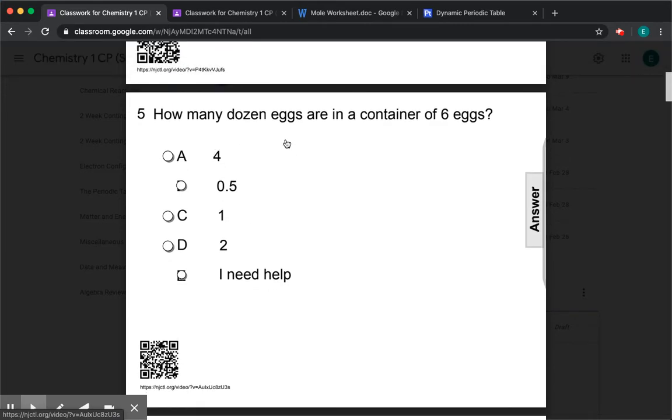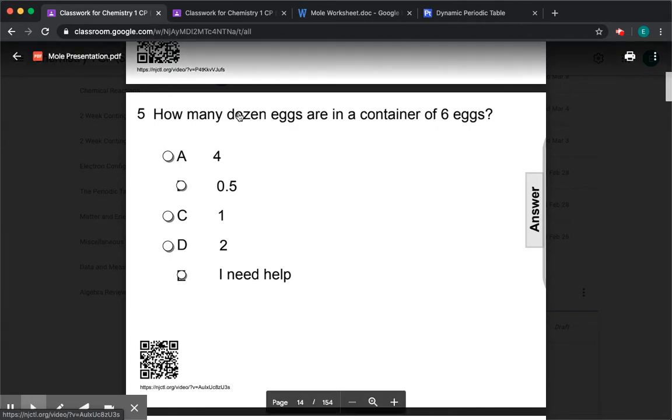How many dozen eggs are in a container of 6? Now we're going from a regular number to the dozen. If you want to work this way, just start off with what you have. 1 dozen is 12. We know 1 dozen is 12, but we don't have 12. We have 6. So 6 over 12 is 0.5. This one would be B.